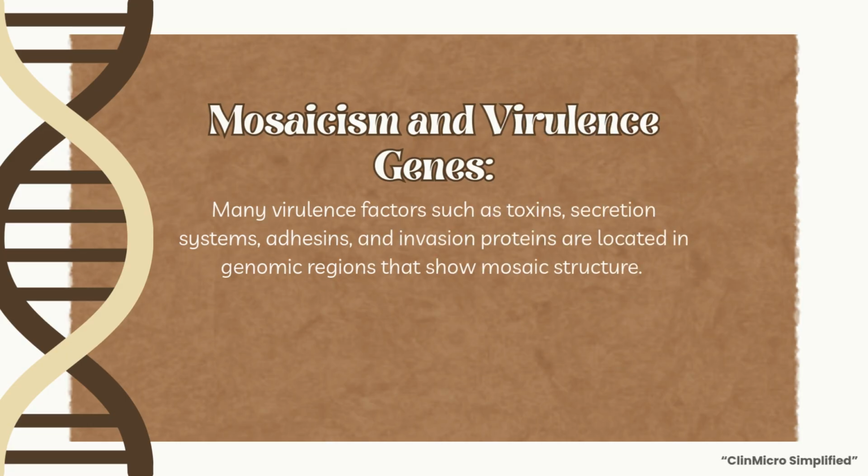Many virulence factors, such as toxins, secretion systems, adhesins, and invasion proteins, are located in genomic regions that show mosaic structure. These regions often resemble pathogenicity islands. Their foreign origin allows pathogens to rapidly acquire complex traits that enhance infectivity without slowly evolving them from scratch.